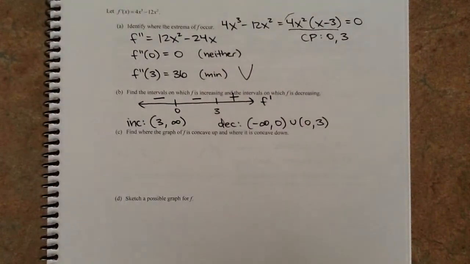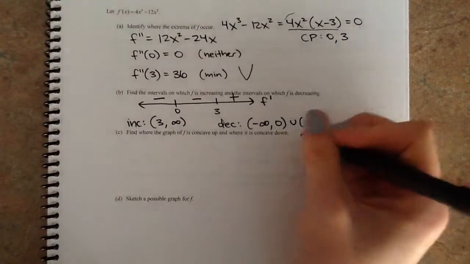Okay, so now we get into concavity. What does concavity have to do with? Second derivative. Okay, so we already have our second derivative, which was nice. We're just going to set up a sign chart for it.